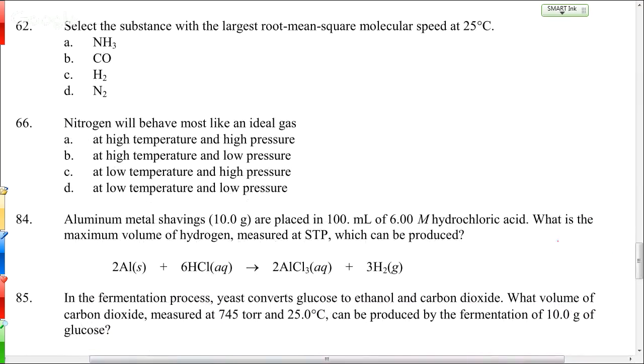Same idea on the back. You probably won't be asked to calculate a root mean square molecular speed or velocity, but you should know what it means and why it's important. And so a question like this is something that you should be able to answer. So which substance has the highest speed at 25 degrees C? And what are you looking at for that? What determines molecular speed?